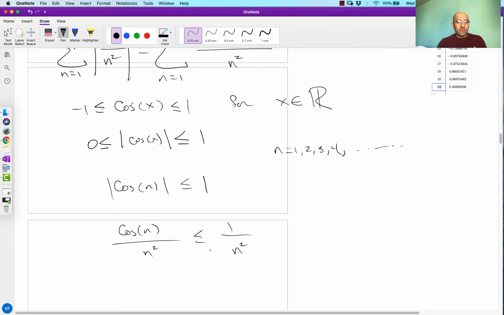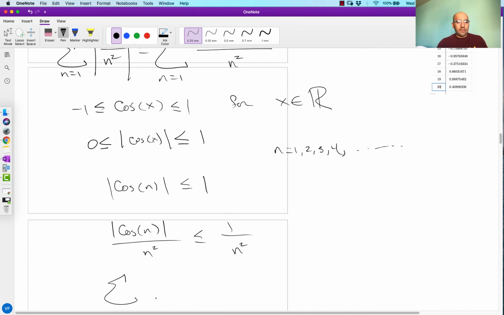Therefore, the direction of the inequality does not change. Oops, this is in absolute values. Good. Okay, so this is positive. Each term is positive, and we keep adding positive terms. So when we think about the summation, it must be true that the summation must be less than this.